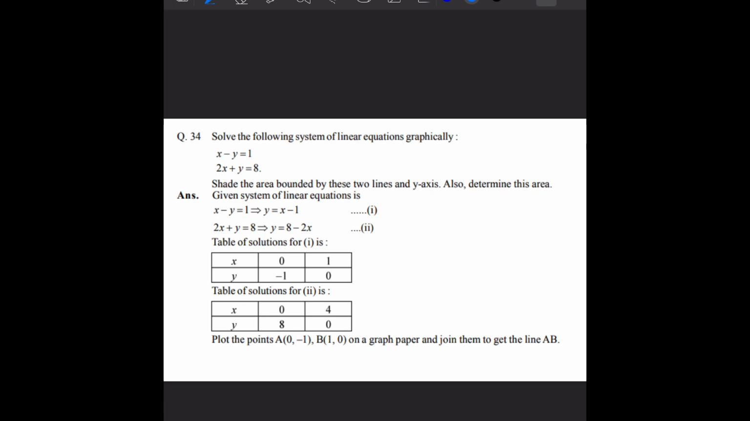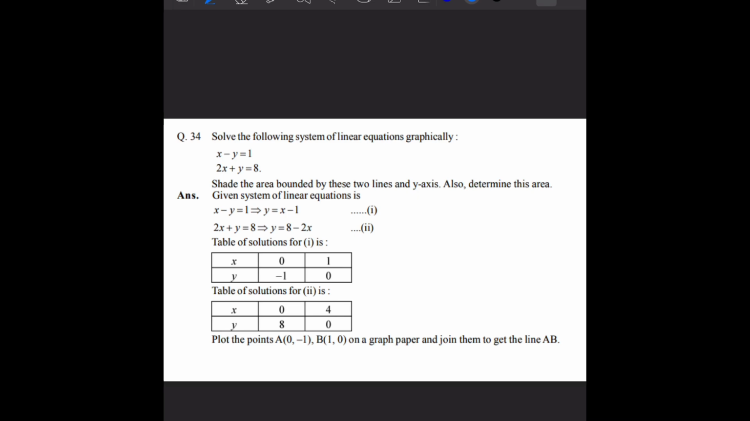Question number 34. Solve the following system of linear equations graphically. Shade the area bounded by these two lines and the y-axis. Also determine the area. Solve the following system of linear equations graphically.